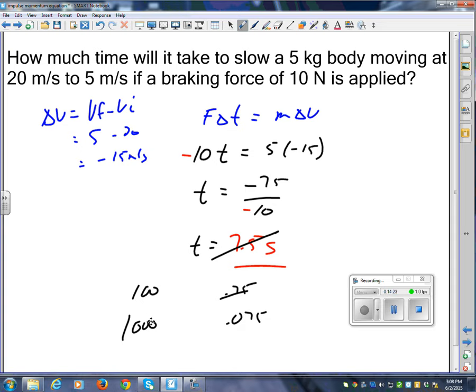Think about if you jump off the table. What do you do when you hit the ground? Bend your knees. What does that do? It increases the amount of time it takes to slow down, which reduces the force. If I jumped off the table with my knees locked, I'd probably have a broken leg. Bad idea, because the force would be great.